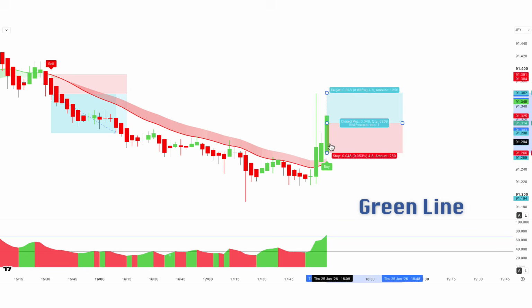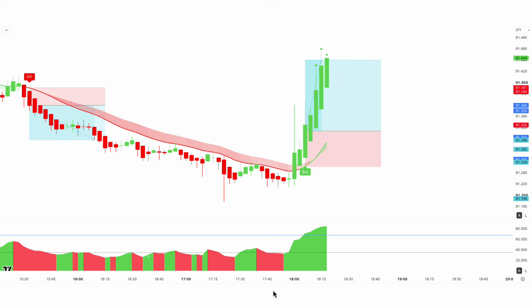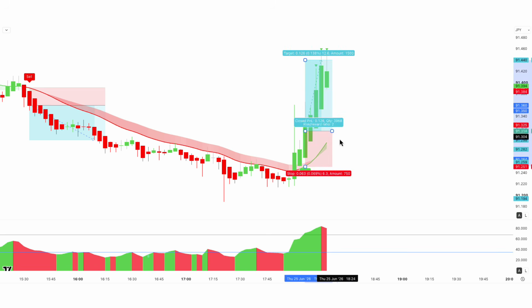Our stop loss is to be placed at the green line. And the risk to reward ratio will be 1:2. We have won the trade. Let's find the next trade.